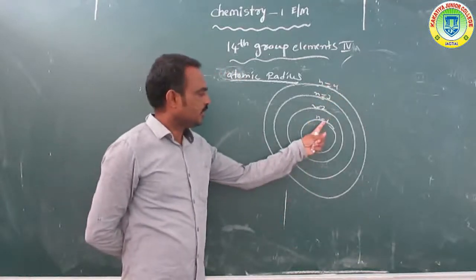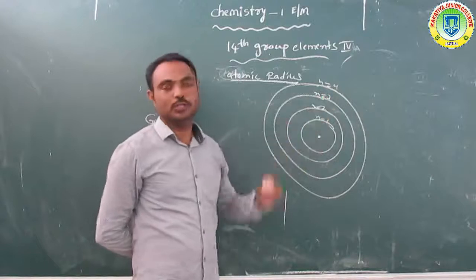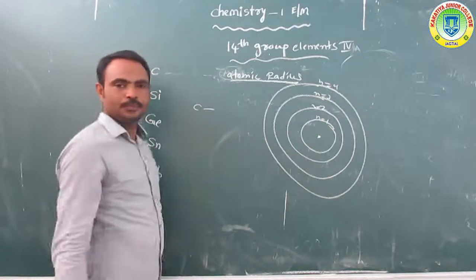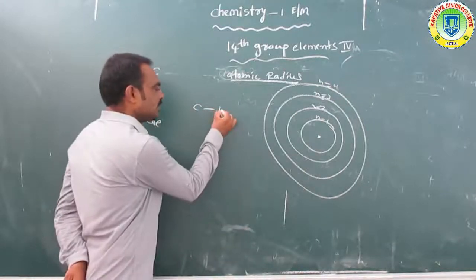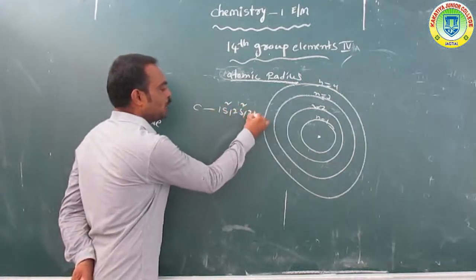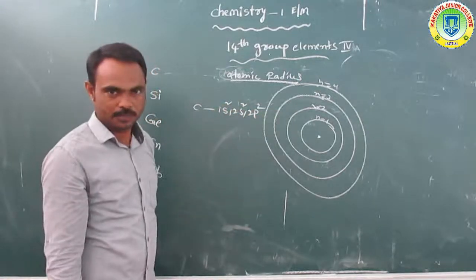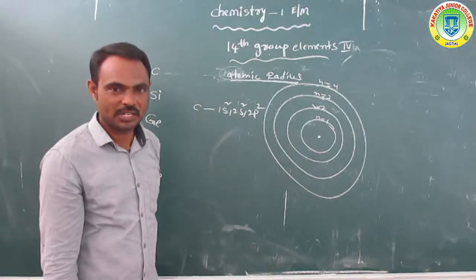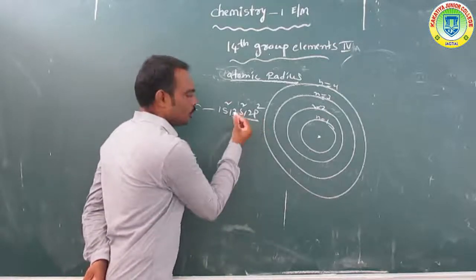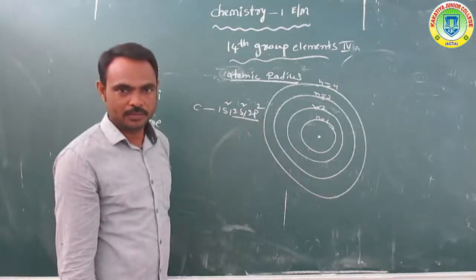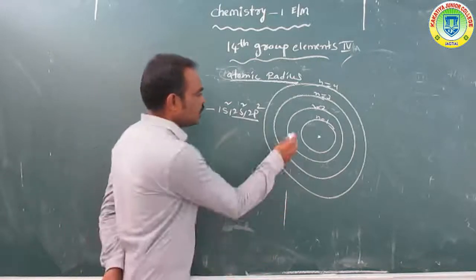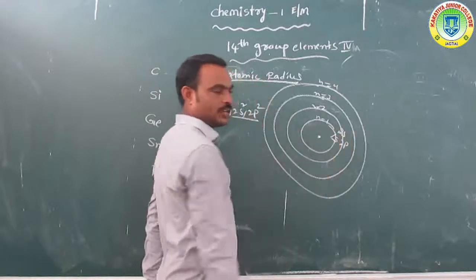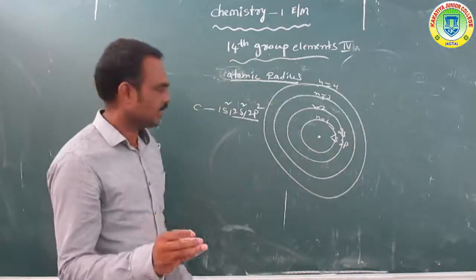Okay, and it's called first shell, second shell, third shell, fourth shell. Suppose we have taken carbon. So it is 1s2, 2s2, 2p2 is the electronic configuration. So what is the outer shell? 2s2, 2p2 is the outer shell. So 1s is the first shell, 2s, 2p is the second shell.